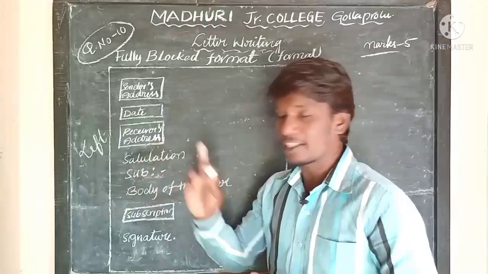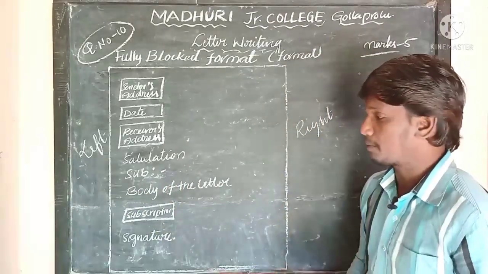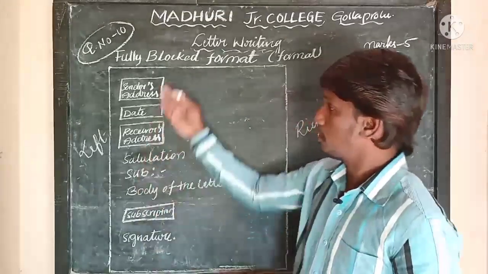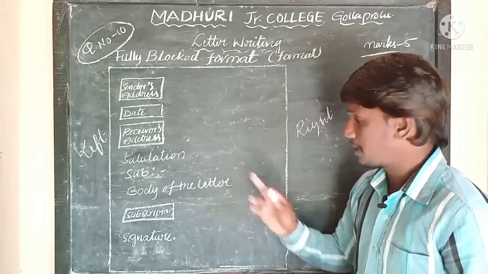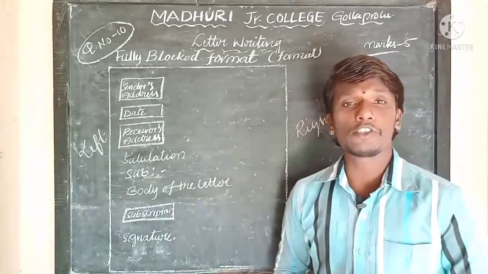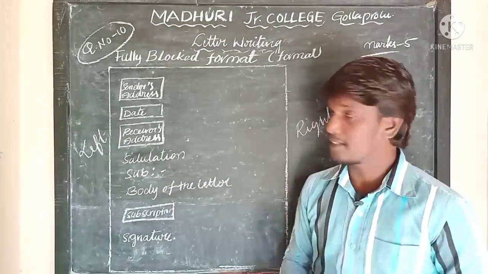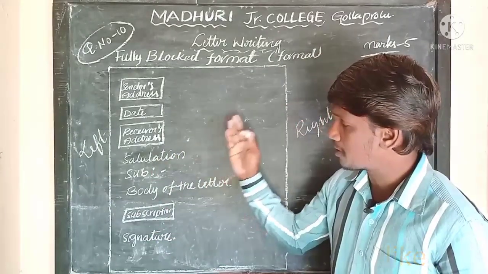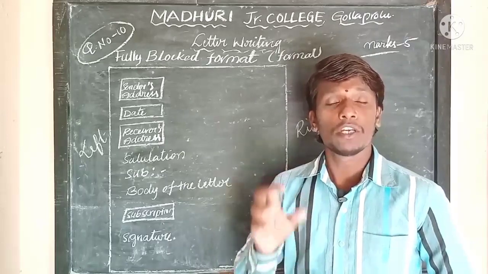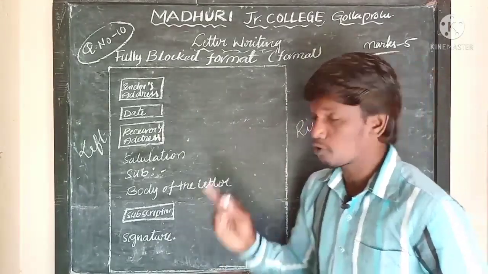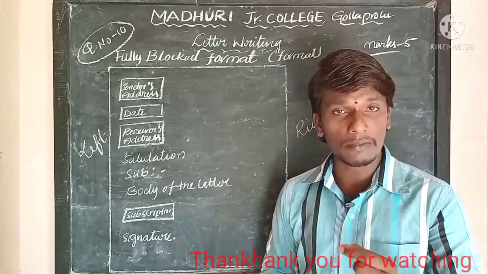And then the subject is also written from the left margin. And now the body of the letter. Even the body of the letter is started directly from the left margin. Subscription and signature. So all these five points are directly written from the left margin. But here, even in fully blocked format, you can omit all the punctuation marks except in the body of the letter. While you are writing a sender's address or a date, receiver's address, salutation, subject, subscription, signature, in all these points, you can omit using punctuation marks. But you should not omit any punctuation marks in the body of the letter.